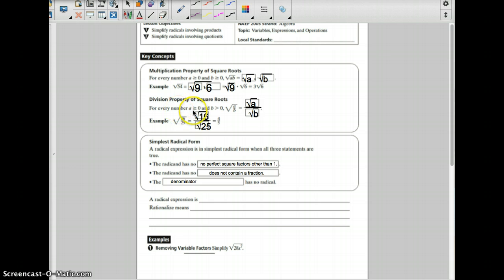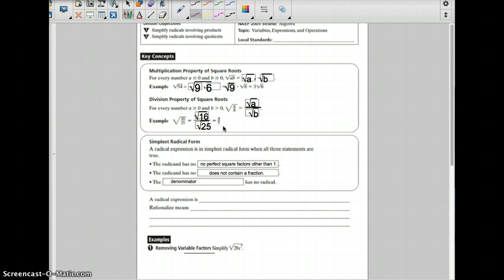With the division property, again, as long as a and b are greater than 0, we can take the square root of any fraction and break it into the square root of the numerator over the square root of the denominator. So if we had the square root of 16/25, we could take the square root of 16 and divide it by the square root of 25, and that would leave us with 4/5.